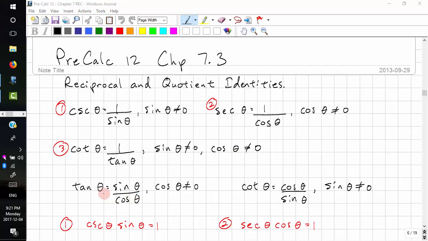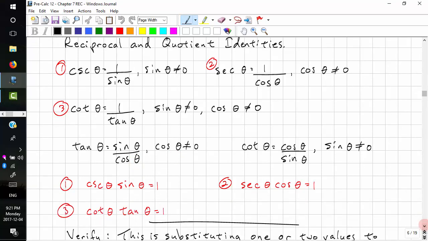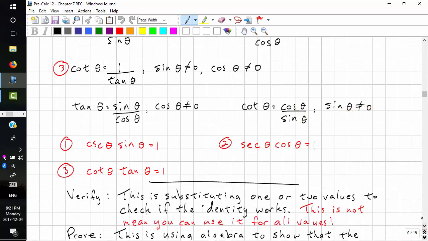And we also have tan theta is equal to sine theta over cos theta, and cos theta is not allowed to be 0. If we have this case where cotangent is equal to cos theta over sine theta, it's just sine theta is not allowed to be 0. So this identity is less restrictive.